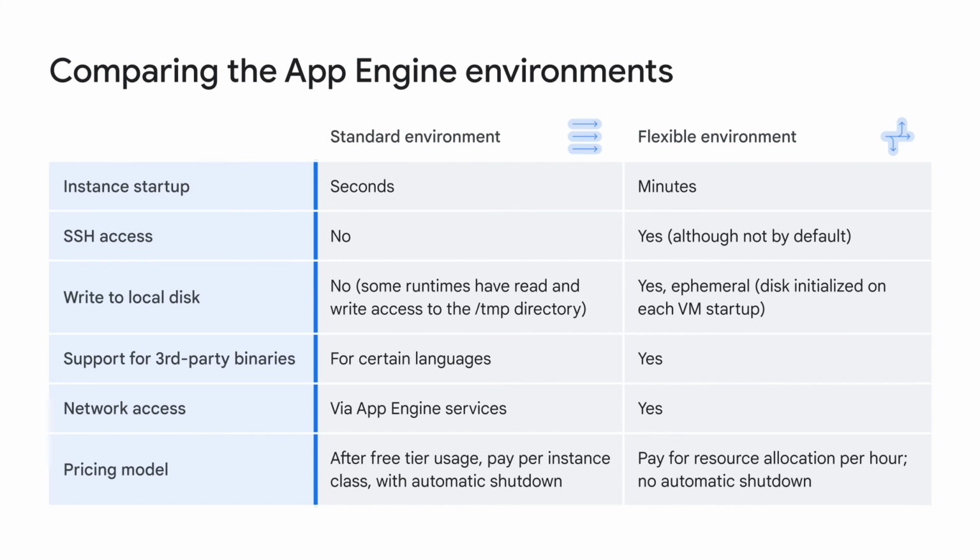The flexible environment takes minutes to start up instead of seconds, but it lets you use SSH to connect to the virtual machines on which your application runs. It lets you use local disk for scratch space, it lets you install third-party software, and it lets your application make calls to the network without going through App Engine. In terms of pricing, with the flexible environment, you pay for resources allocated per hour with no automatic shutdown.